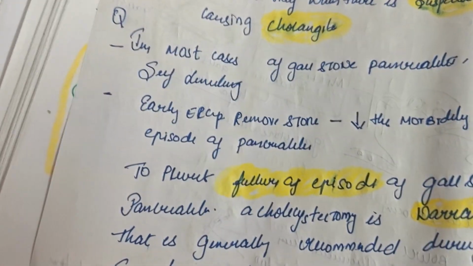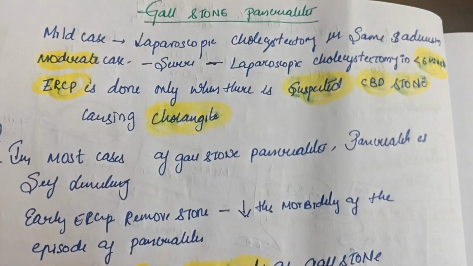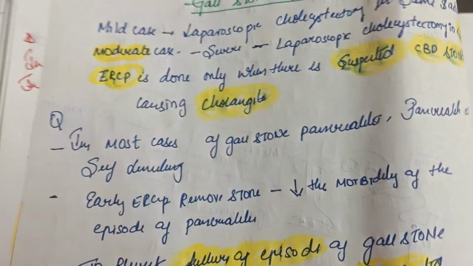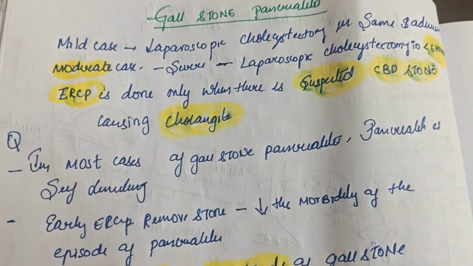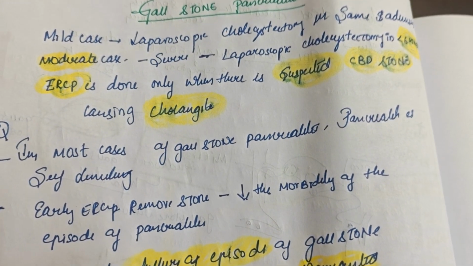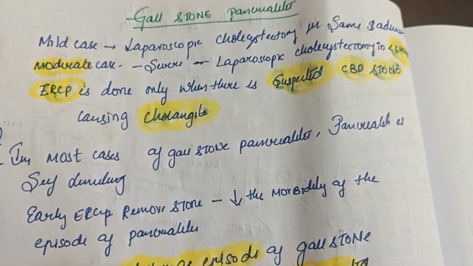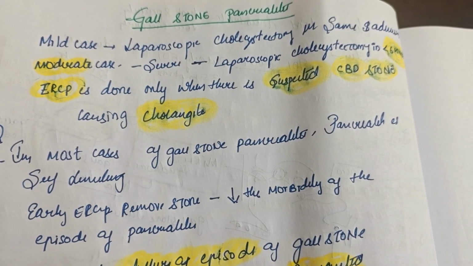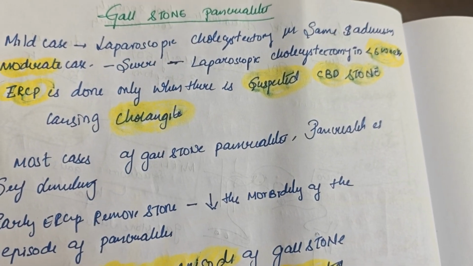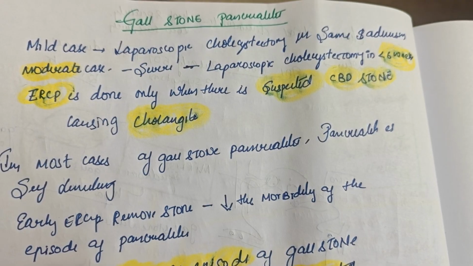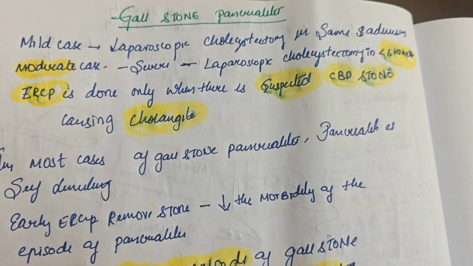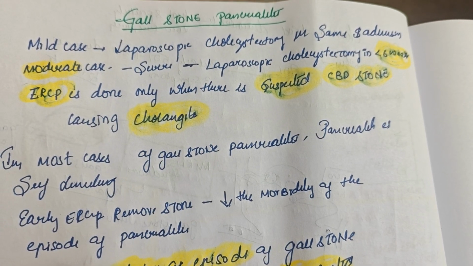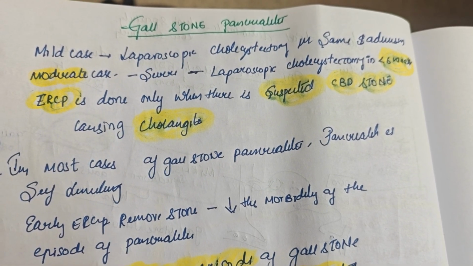Now let us look into the next important aspect, gallstone pancreatitis. What is this gallstone pancreatitis? So we should understand. You have got something known as a mild case. In the mild case, you do a laparoscopic cholecystectomy in the same admission, right?